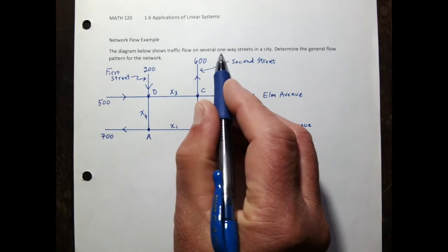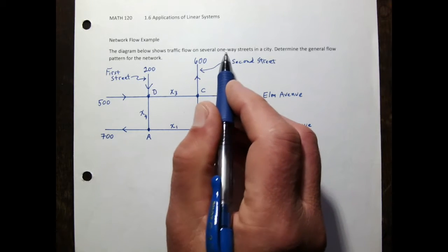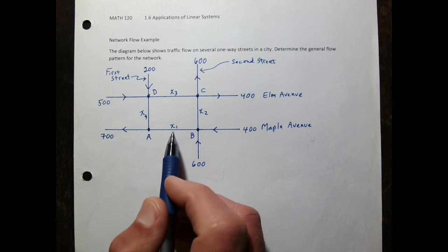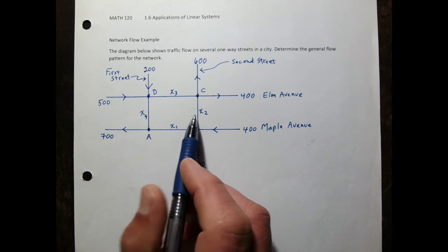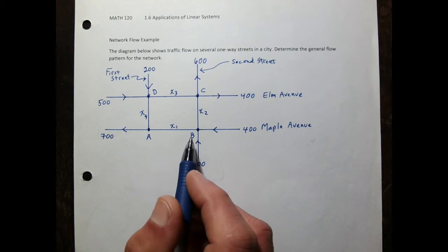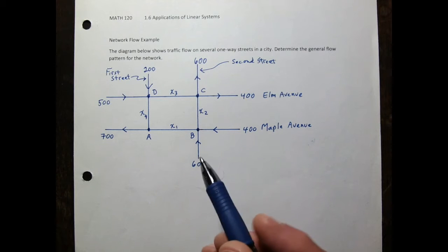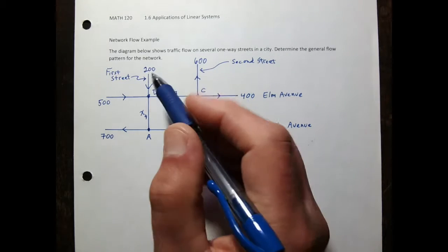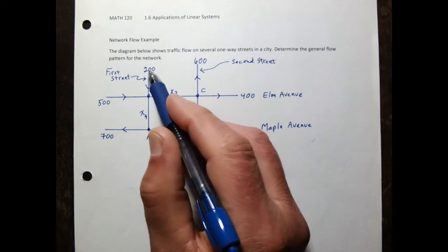Notice these are one-way streets in a city, and we want to determine the general flow pattern for the network. So what we've got to do in this problem is determine the values of x1, x2, x3, x4. They're like the unknowns we have to solve for. And the way you read this diagram is these numbers that are labeled. Over a certain period of time, it could be an hour, we don't know exactly, but it's a certain fixed amount of time.